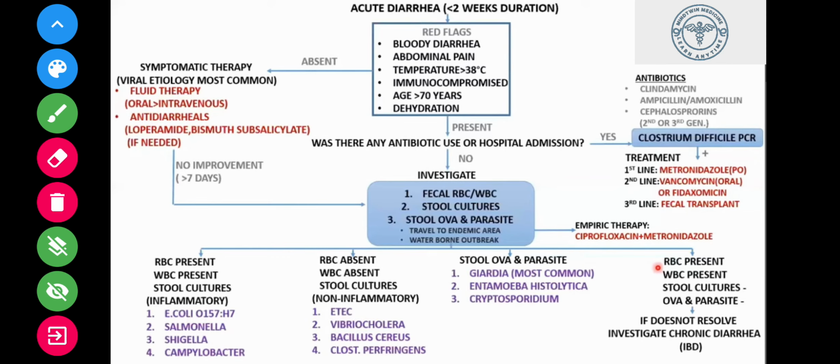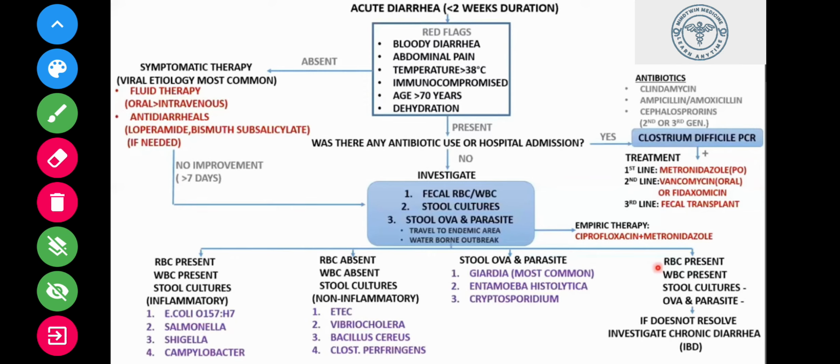You should also check the stool for ova and parasites, that is, whether there is an egg or a parasite. That is the investigation you should do. You should also ask whether there was any travel to an endemic area. That is one more question you should ask. And you can also check for a waterborne outbreak in any of the areas the patient traveled to.